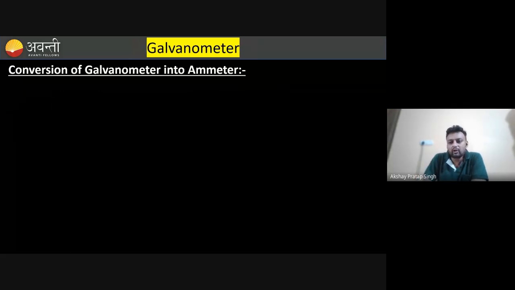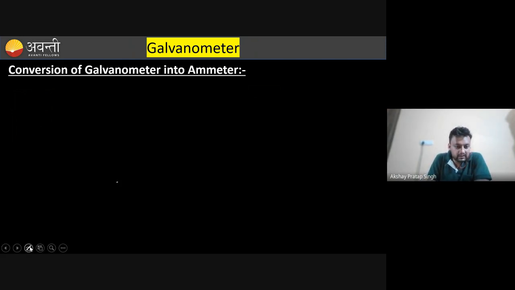Now there is a very important topic, conversion of galvanometer. This galvanometer you have seen, we can detect current using it. Generally, the current which we can measure using a galvanometer is of the order of a few microampere or some milliampere only, not more than that. That means a very small amount of current can be measured using a galvanometer. Now, how can we convert it into some other form, like an ammeter and a voltmeter? These are the two big questions.